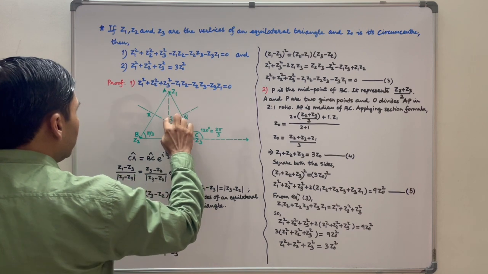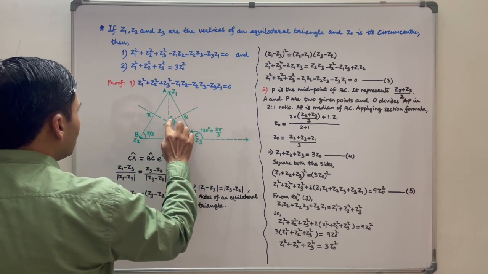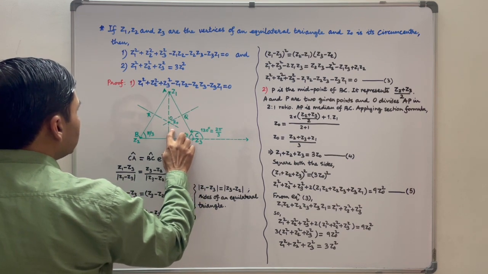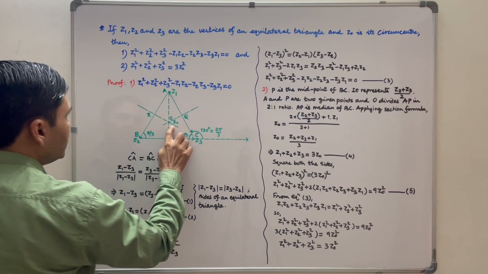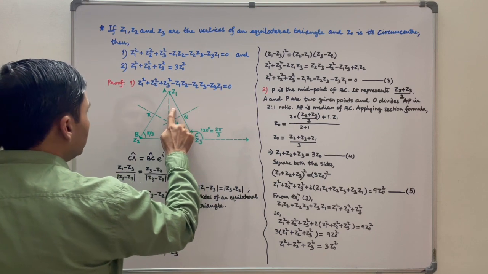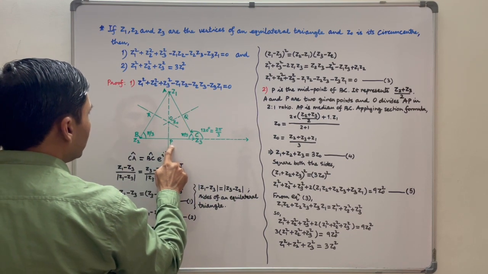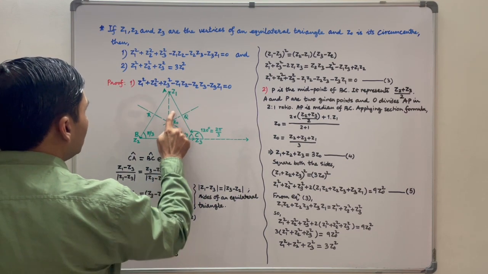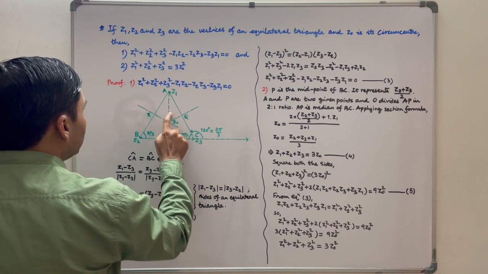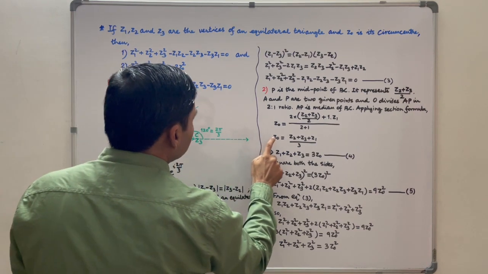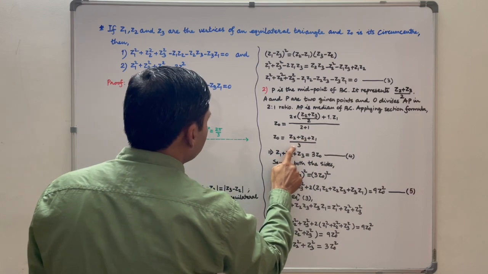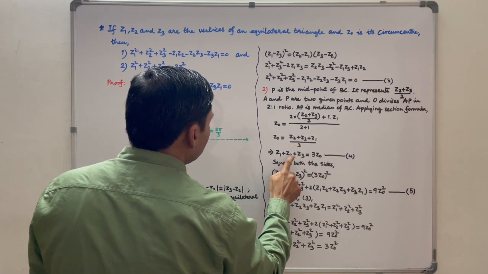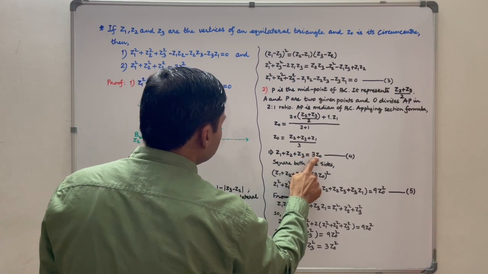AP is divided by O in the ratio 2 is to 1. So we can apply the section formula to get Z0 and say that Z0 is equal to (2 into (Z2 plus Z3) upon 2 plus 1 into Z1) upon (2 plus 1). So we will get Z0 is equal to (Z1 plus Z2 plus Z3) upon 3, or Z1 plus Z2 plus Z3 is equal to 3Z0.